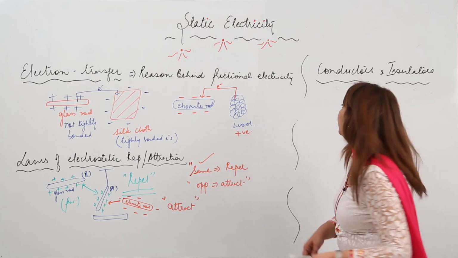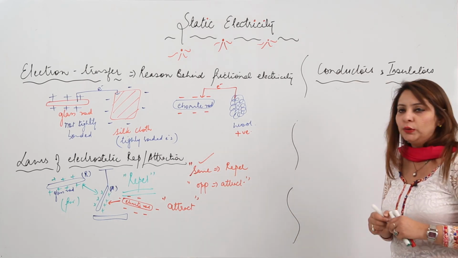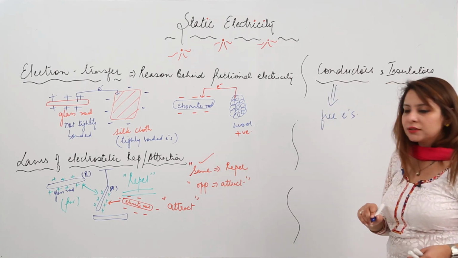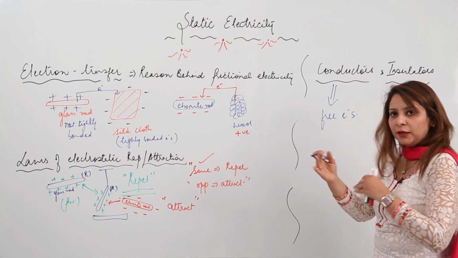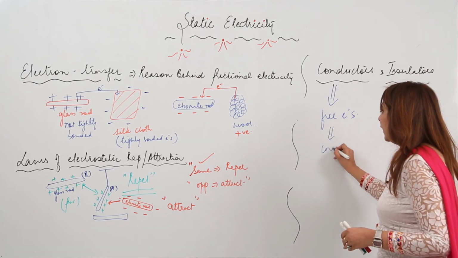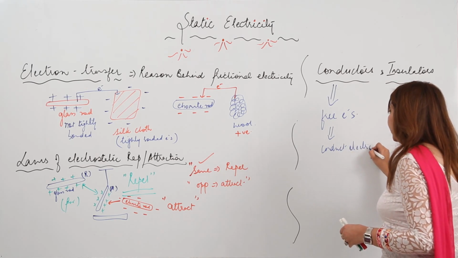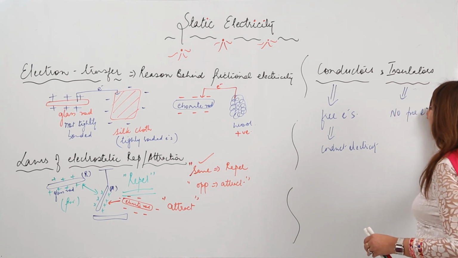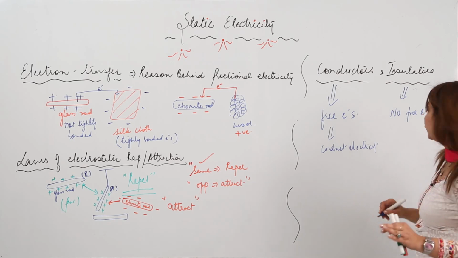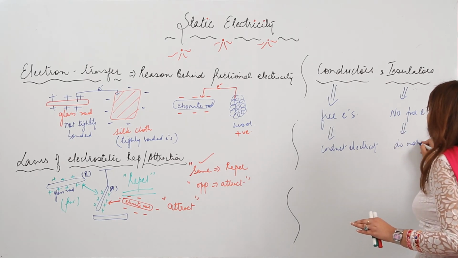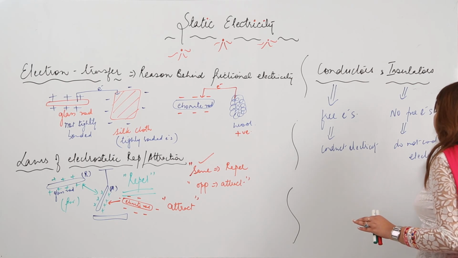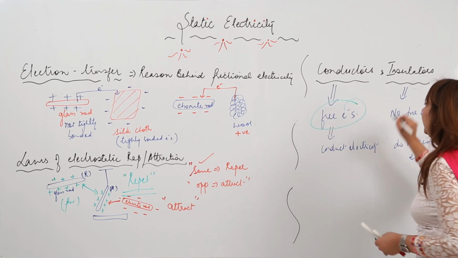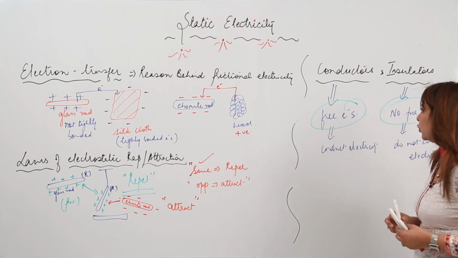Now coming on to the next topic, we have conductors and insulators. Conductors are those which have free electrons, and due to these free electrons there can be a transfer of electrons and they conduct electricity. Insulators are those which possess no such free electrons. That means there cannot be any transfer of electrons, and that is the reason they do not conduct electricity. So the reason behind conduction of electricity is merely the presence or absence of free electrons.